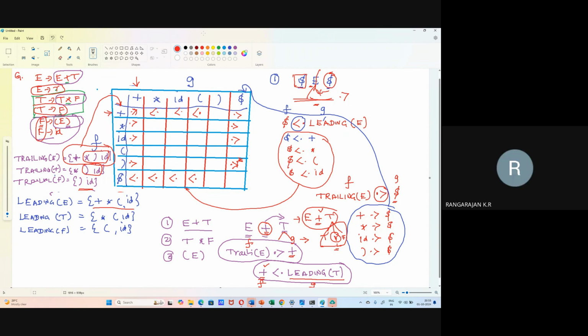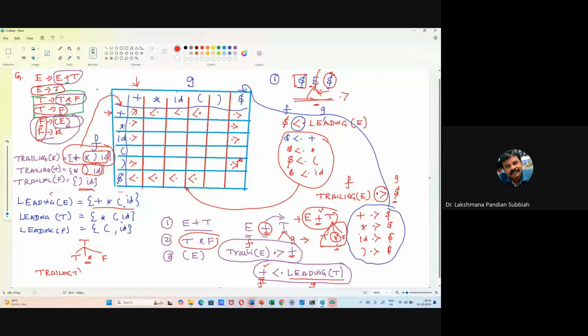Now we are filling that one. Next, you are going to fill that T star F, right? So the same way, you have to split that one. For that case, we consider now T derives T star F. So that one is T star F, for the star, the previous symbol. That previous symbol is trailing of T.